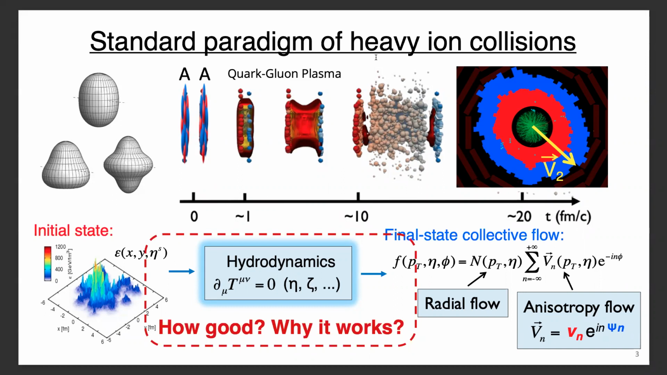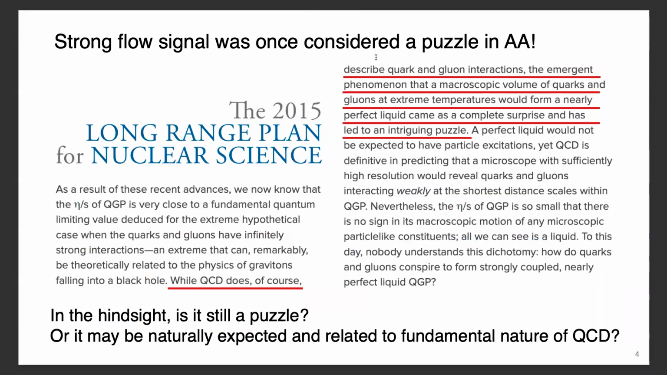Certainly, something like water has many orders of magnitude more particles to develop a kind of collective effect. Indeed, if you read the 2015 long-range plan document, it says that the emergent phenomenon that a volume of quarks and gluons at extreme temperature will form a nearly perfect liquid that can be described by hydrodynamics came as a complete surprise, and this leads to an intriguing puzzle.